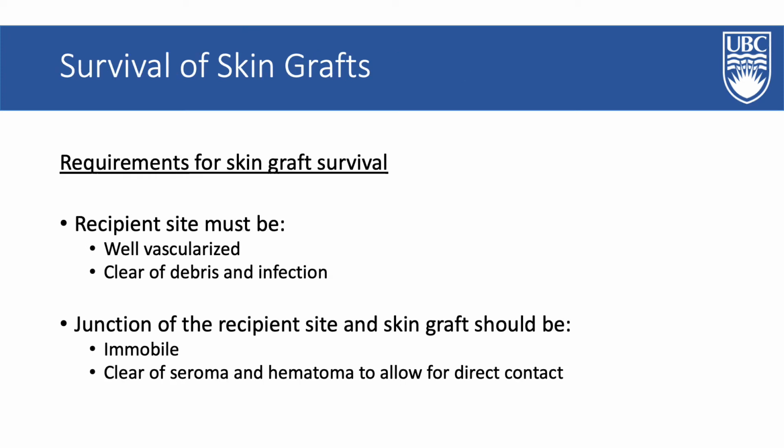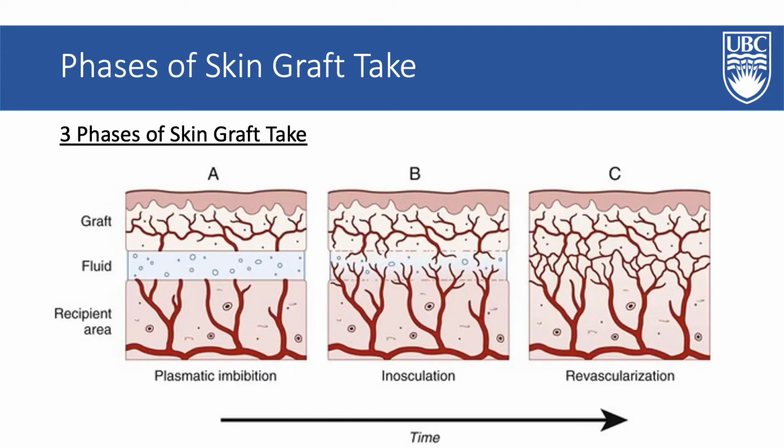In order to have a skin graft survive, the recipient site must be well vascularized and clear of debris and infection. Additionally, the skin graft must be in direct contact with the recipient bed. This allows for the phases of healing to occur. Furthermore, the skin graft should be immobile and free of movement and shearing forces. If there is an accumulation of fluid, such as a seroma or hematoma, between the skin graft and the recipient bed, the skin graft will not take.